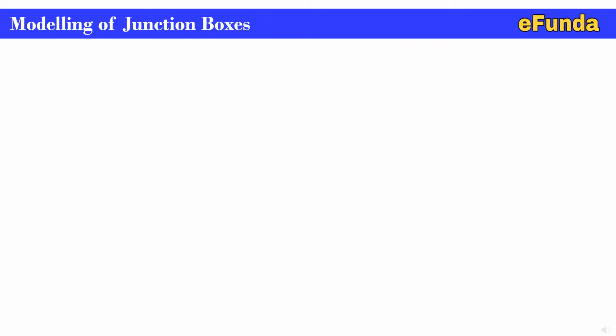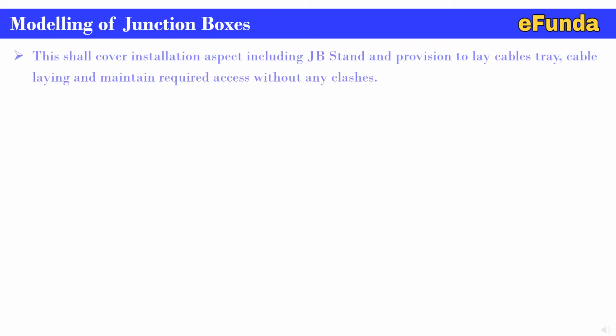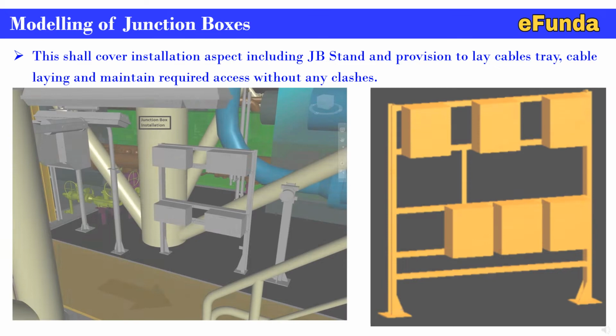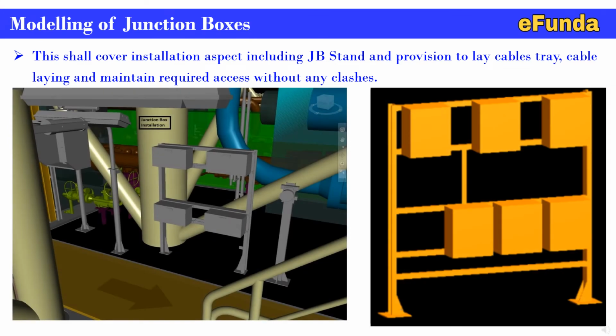Modeling of junction boxes. This shall cover installation aspects, including the stand and provision to lay cable tray. One can refer to the photographs below from the model as well as from the typical installation. Cable tray laying maintains the required access without any clashes.